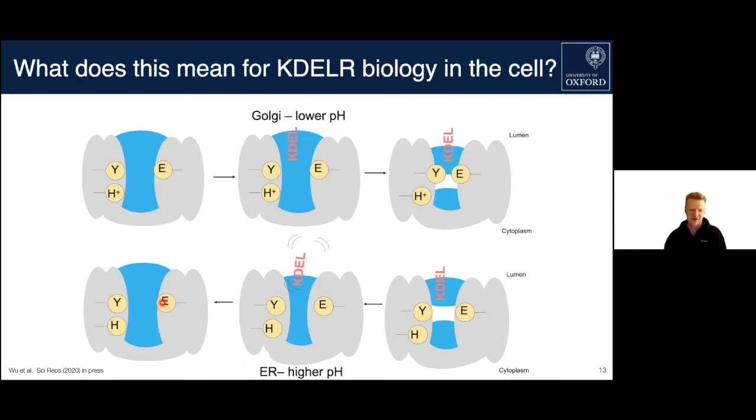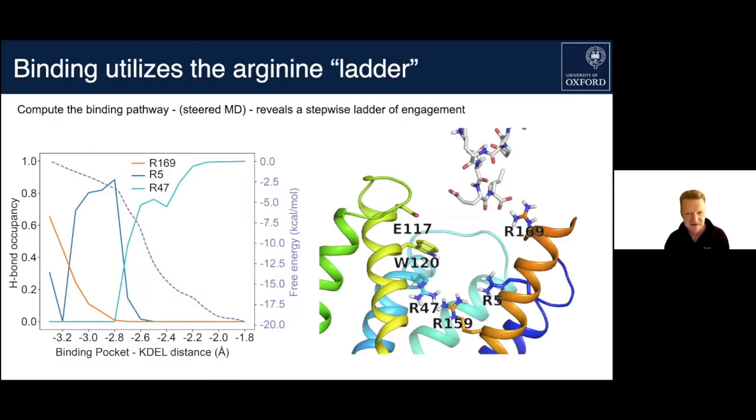And we think we then go around full circle, and you can then complete the process again. So that's how we think the receptor works. And just to add one last thing to this, which we're beginning to also look at, is to try and compute or look at how KDEL binding proceeds and is recognized.